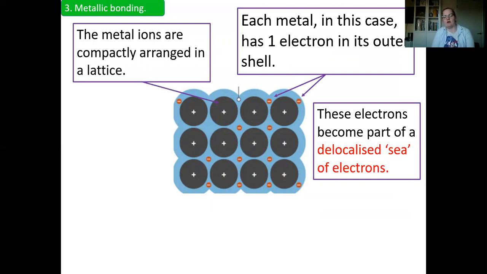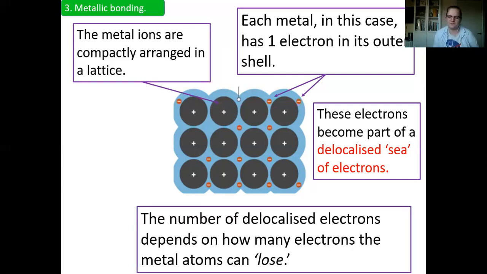They're not ionically bonding because they would then need a non-metal around, and there are no non-metals around, so we're going to metallic bond. We're going to share all of these electrons together so that at some point we all have a full outer electron shell. We call this a delocalized sea of electrons. The number of delocalized electrons depends on how many electrons the metal atom can lose, so it depends on which group the metal occurs in.